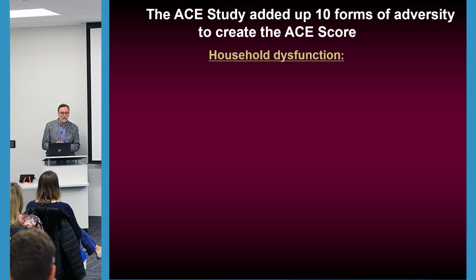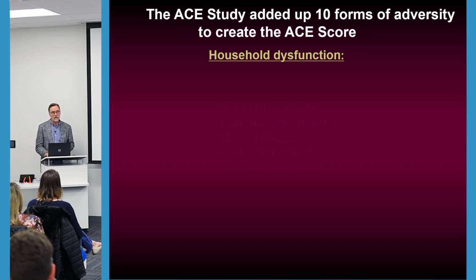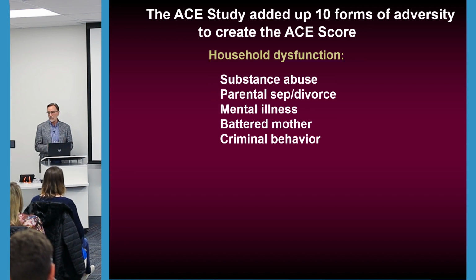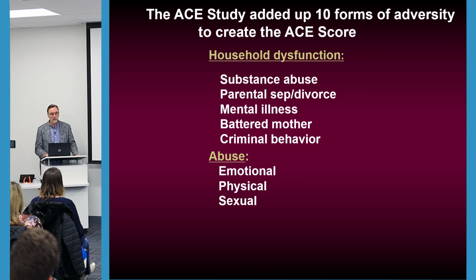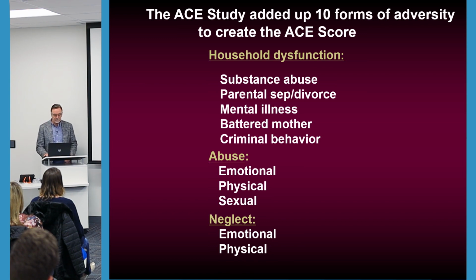The ACE study added up 10 forms of adversity to create that ACE score. And that came from these types of adversity. First, household dysfunction, which included 5 types of adversity, including growing up with substance abuse, parental separation or divorce, mental illness, having a battered mother or witnessing domestic violence, criminal behavior as evidenced by having someone in the household incarcerated, 3 forms of abuse, emotional, physical, or sexual abuse, and neglect, emotional or physical neglect.